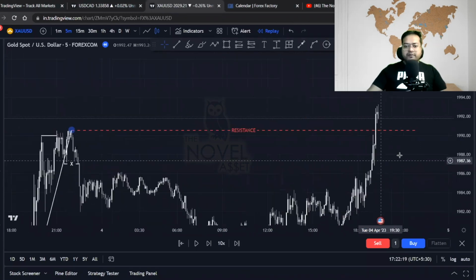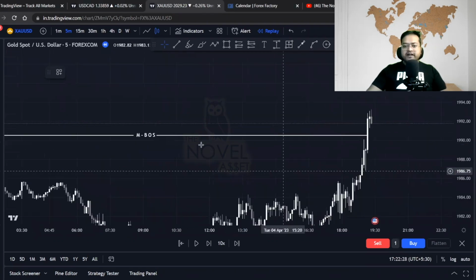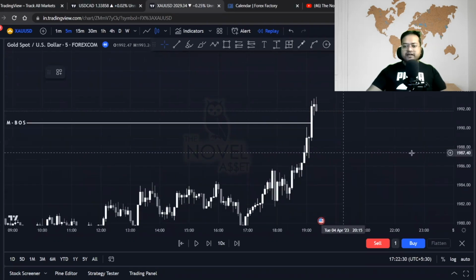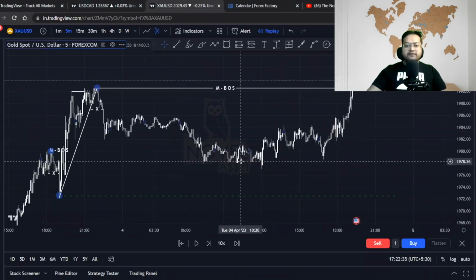And why is this a proper breakout? Because over here the price has given us a proper body confirmation. So this will be regarded as a major break of structure towards the upside. This is how you can catch the direction of the price in the real sense, and you will not be getting confused in the market.